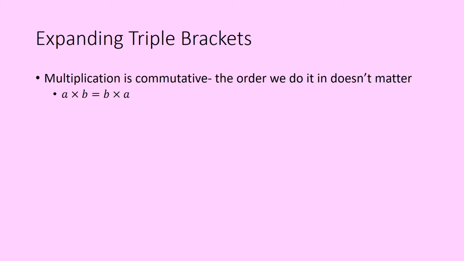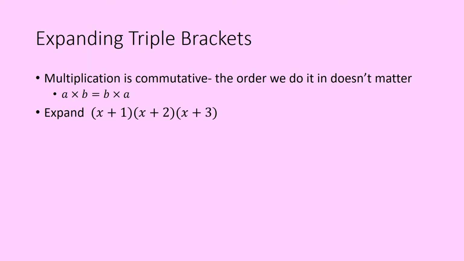Hopefully you know how to expand single brackets and double brackets. We're going to extend those principles to be able to expand triple brackets. A key property of multiplication is that it's commutative. That means that the order doesn't matter. If you had A times B, it's the same as B times A.